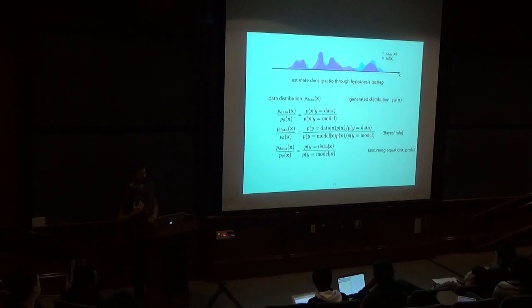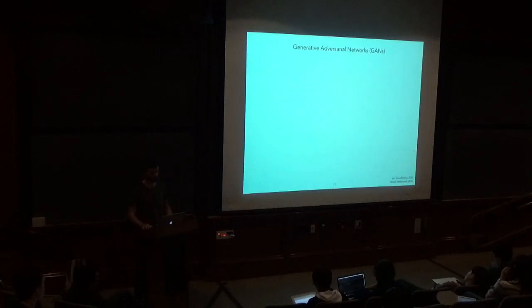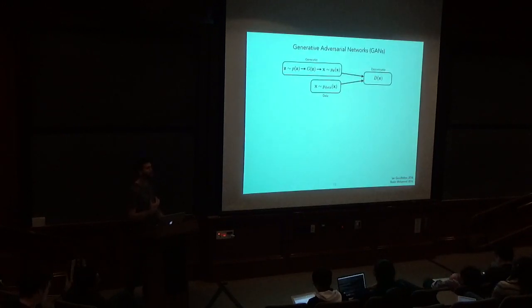And then if we assume that there's equal likelihood of generating from each distribution, then the likelihood ratio here is expressed as this essentially discrimination task of can you discriminate one distribution from the other. So we have now this ratio of what is the probability of the data given this example, and what is the probability of the model given this example. So this is the main idea behind generative adversarial networks, or GANs.